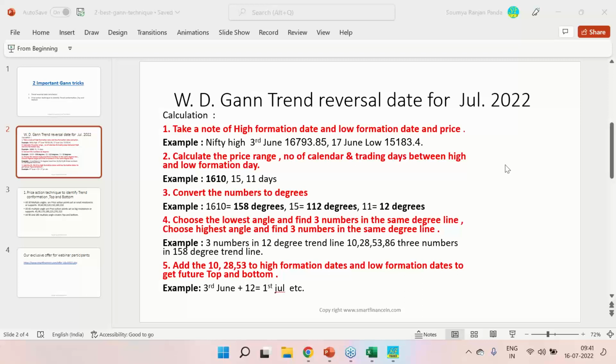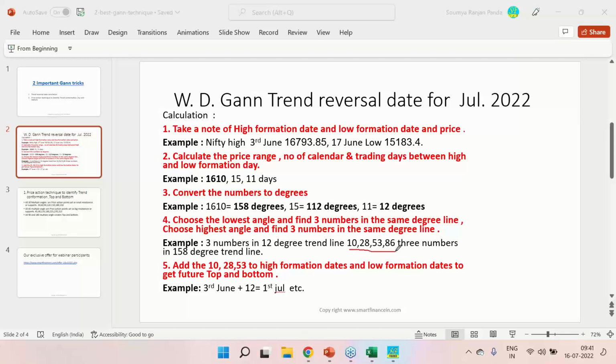So here we are not going to draw it, we have a specific formula. In that formula, if we put in some numbers, we can get three numbers in the same degree trend line. So 3 or 4 or 5, any number of numbers you can find. That formula I will also show you.